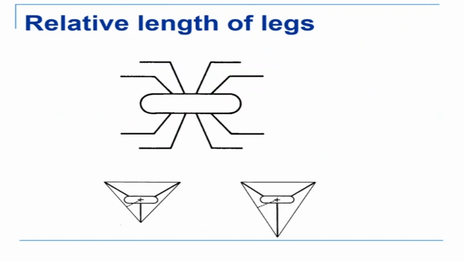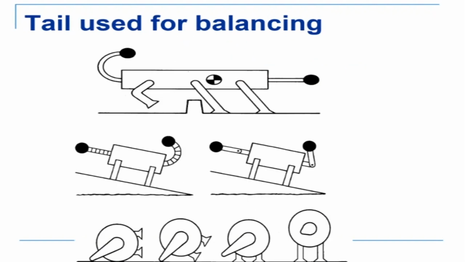Now, relative length of legs. Insects like the spider, which has 8 legs. Now there is a relative length of the legs. Some of the legs are long and some of the legs are short. Say for example, this is short and this is long. That is essentially for a particular gait. The relative length of the legs determines the gait. That is something which we'll see.